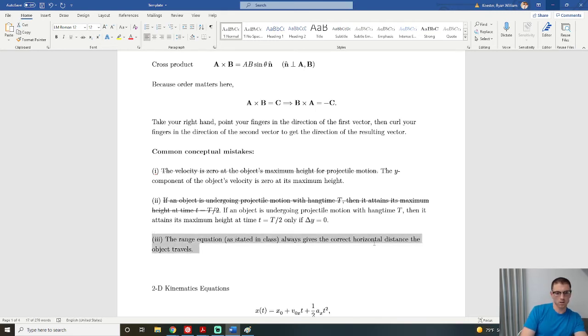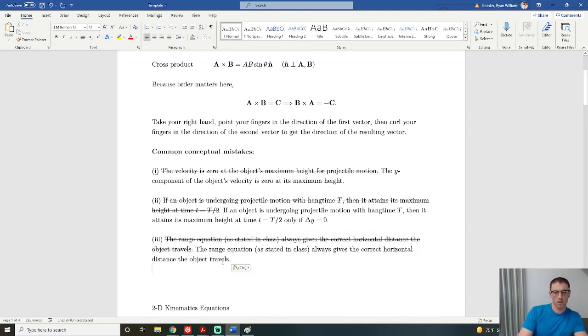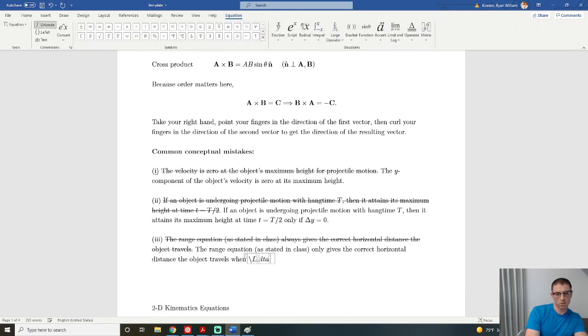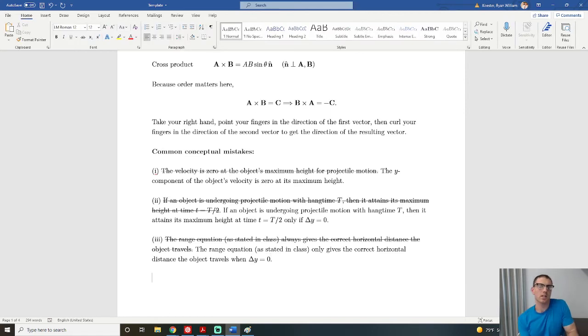And so let me be efficient here and copy this before I put the line through it. So this is incorrect, right, because the range equation as stated in class only gives the correct horizontal distance the object travels when delta y equals 0. Okay, cool. I think that's it for kinematics.